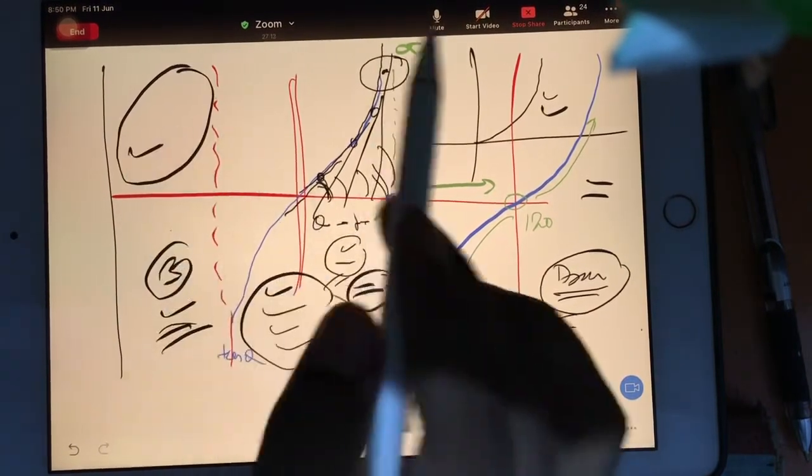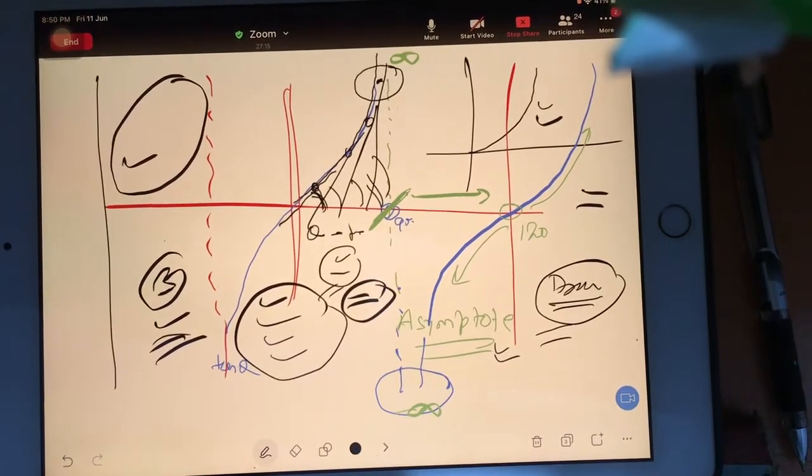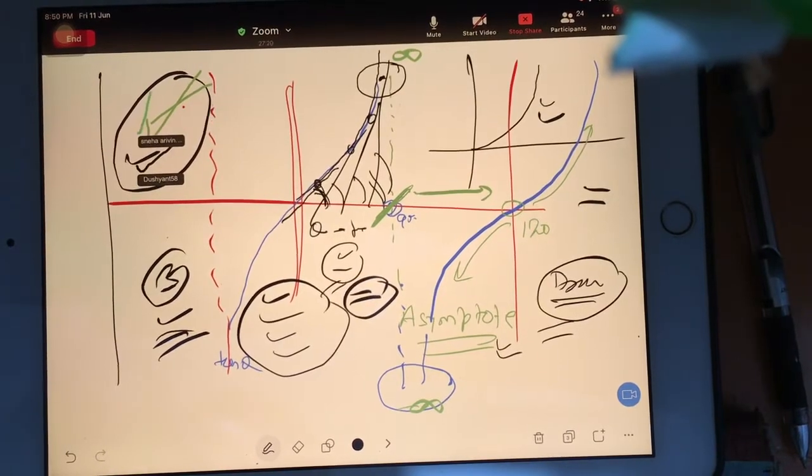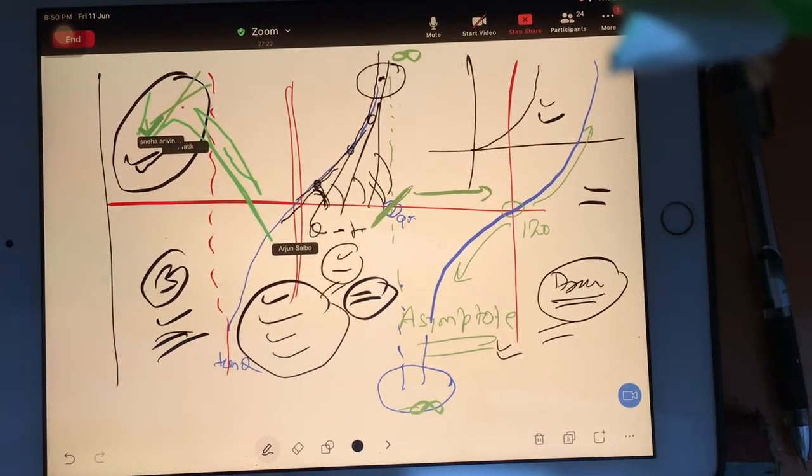Tick here once you are done. Very good. Okay.